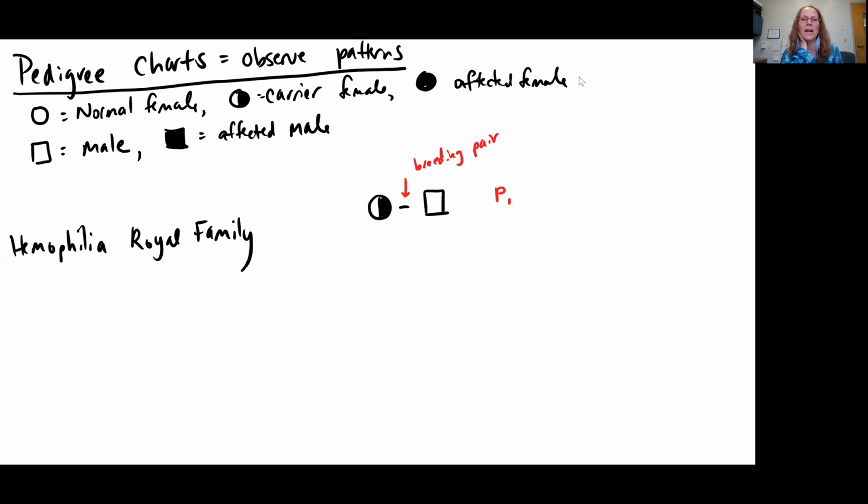Okay. So we can use pedigree charts to help us identify patterns of genetic inheritance. We're going to do this for the Russian royal family, and we're going to be tracing out a trait called hemophilia. And hemophilia is a blood clotting disorder. So you're not able to produce blood clots. And so this is a really serious disease that can, especially historically, lead to early death. Now, of course, we have better treatments for people living with hemophilia.